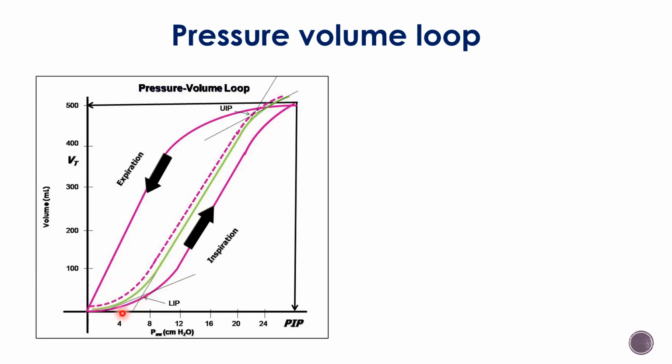To go from 0 to 4, the change in volume is 5. To go from 0 to 8, your volume is 20. Right? So for 0 to 4, the change is only 5. From 4 to 8, it is from 5 to 20, it is 15. Pressures from 0 to 4, the difference is only 4, and the change in volume is 5. From 4 to 8, the change in volume is 15.